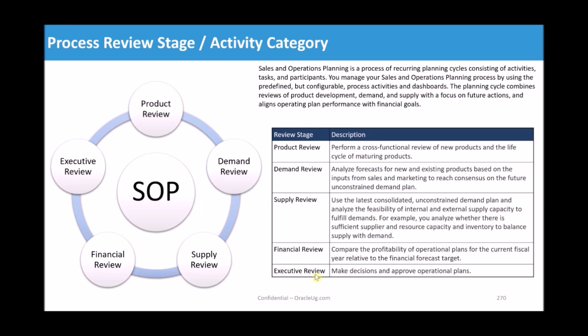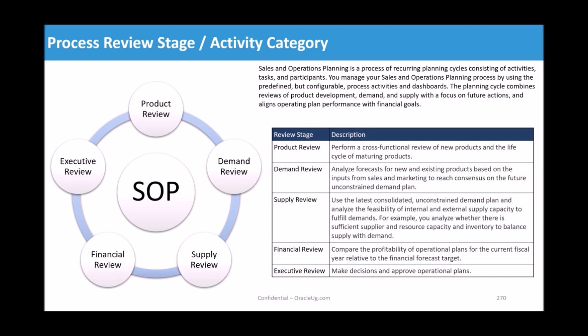This slide shows all the 5 stages that we have already reviewed in the last slide over here. So these are the 5 stages: product review, demand review, supply review, financial review, and executive review. Now, as per your business requirement, you might not be using all these 5. So it is not necessary that you need to use all 5. If required, you can use only 2, you can use only 3. Most of the organizations around the globe use these 5 or 3 or 4 of these steps, but they might be giving them different names.